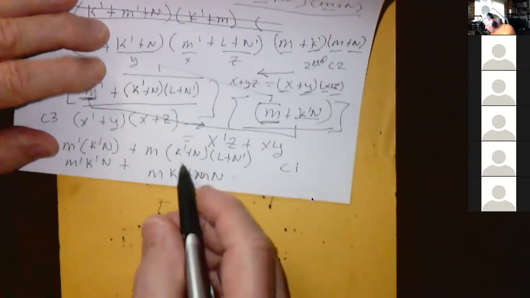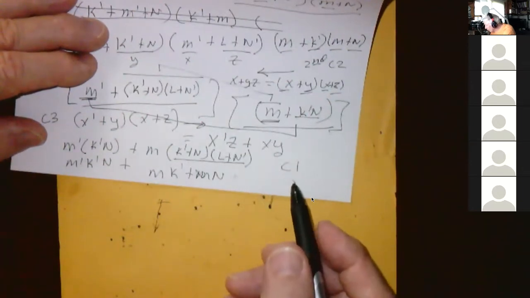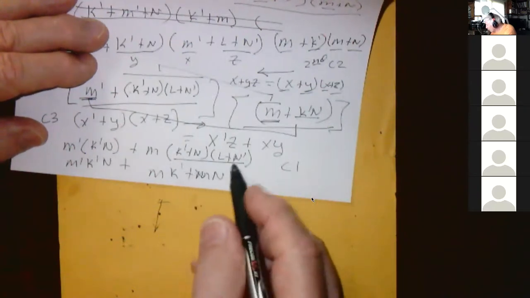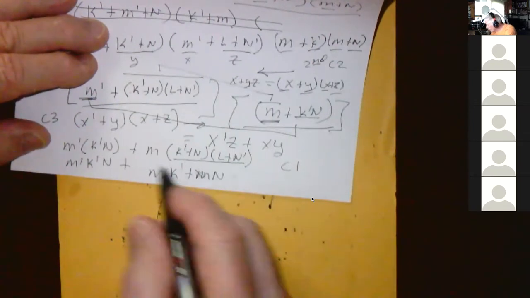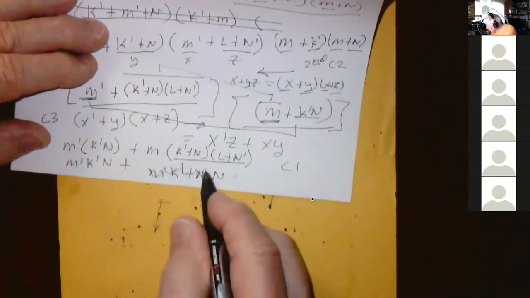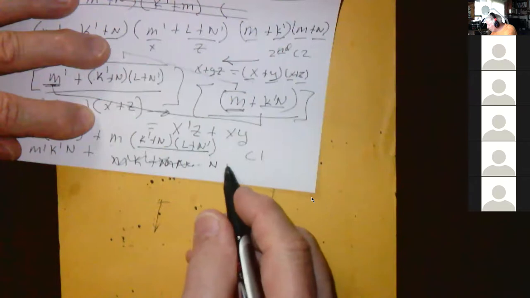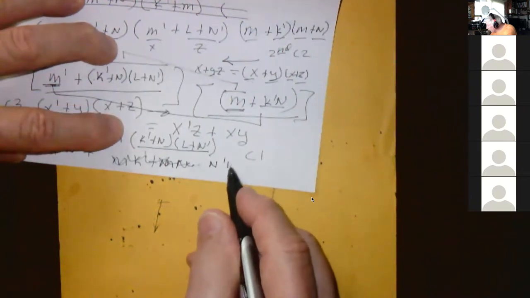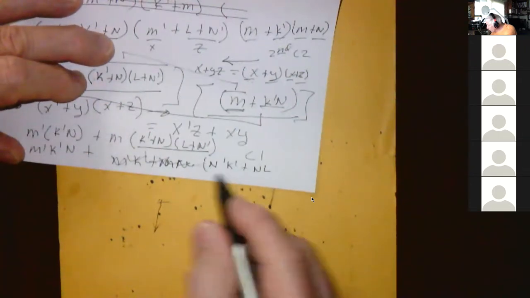Before we do this, we need to work on the inside of here. We have an N and an N prime, so we can use the multiplying and factoring theorem, and then we can multiply by the M. So let's do that first, because otherwise we're going to have a problem. When we do that, we get (N prime K prime plus NL) quantity times M.